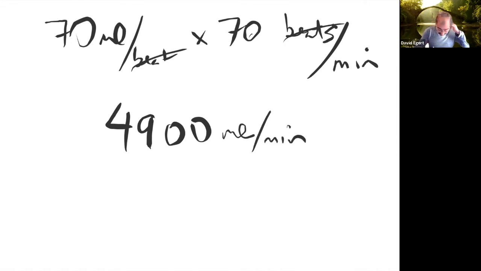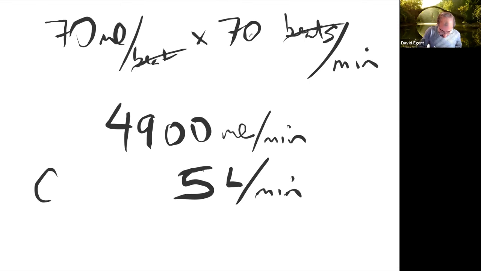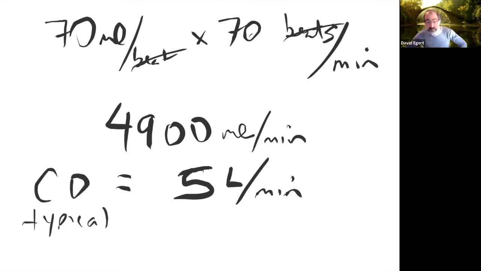Right? And so let's just round it up. That's 5 liters per minute. This is a typical cardiac output at rest, about 5 liters per minute. Right? That should make sense. The math is pretty straightforward here.